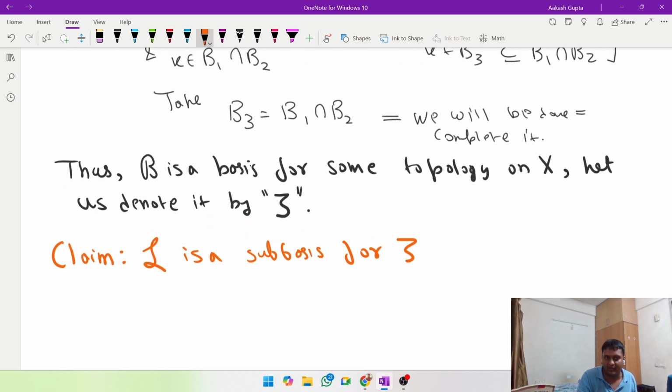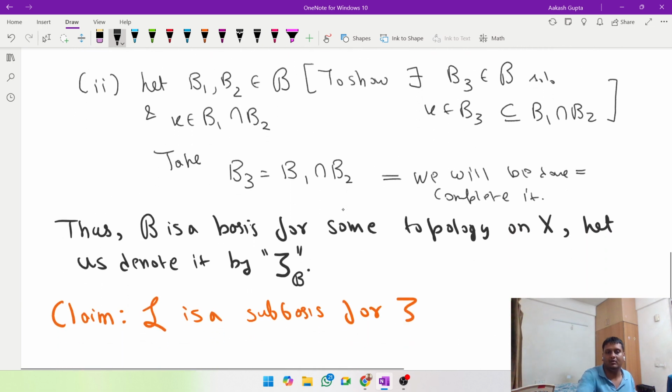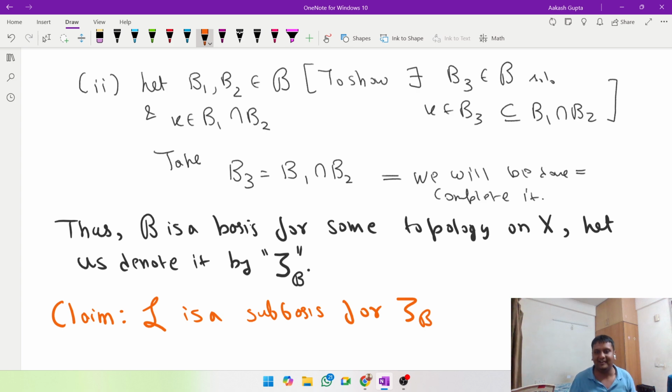This topology we have denoted by tau script B, this script B that we defined above. So I hope the picture is clear and the terminology for why we are calling it subbasis is also justified.